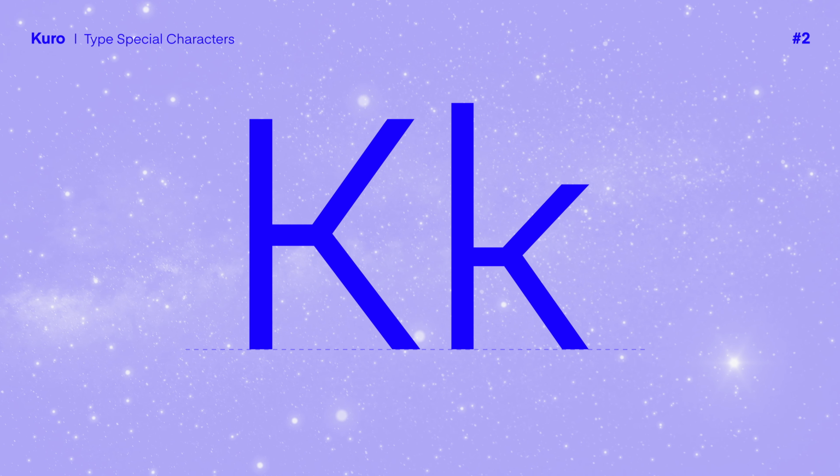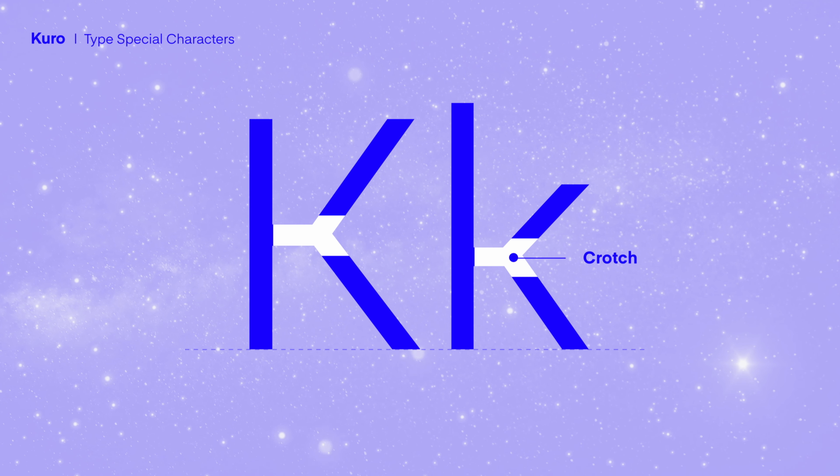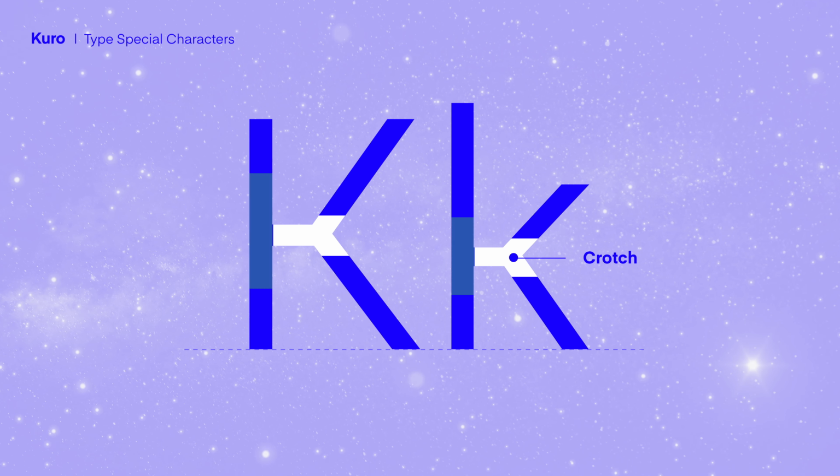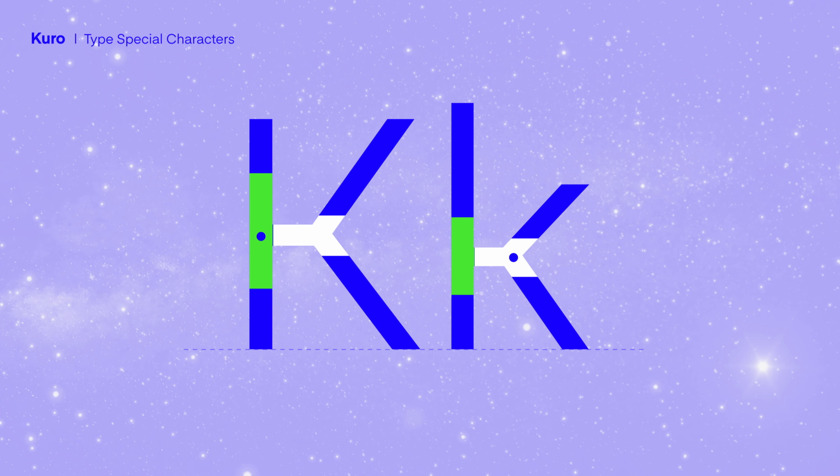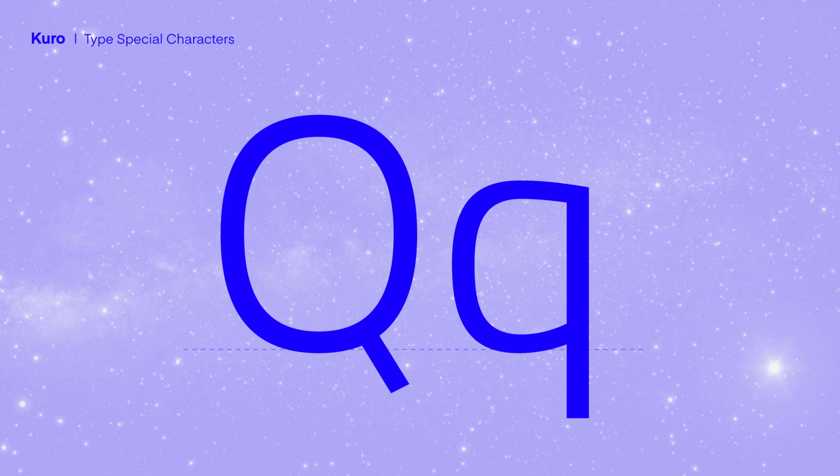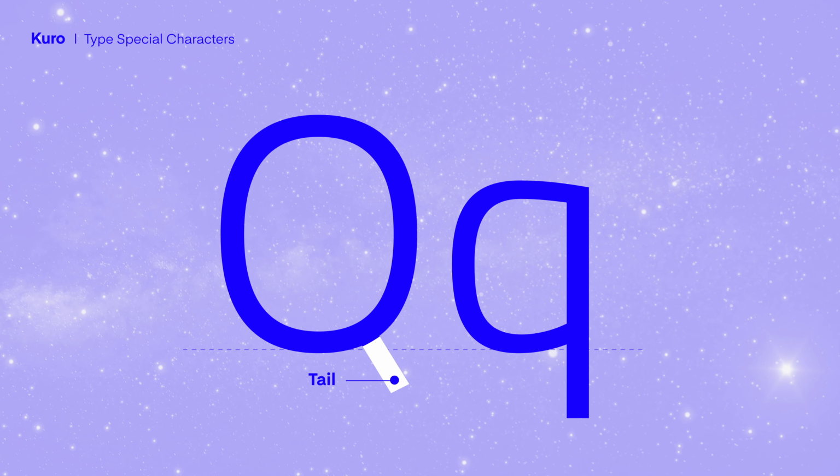For the letter K, we can see a subtle detail in the crotch. Here, this seems to be extended out rather than flush to the stem. For Q in uppercase, the tail is subtle and protrudes sharply.